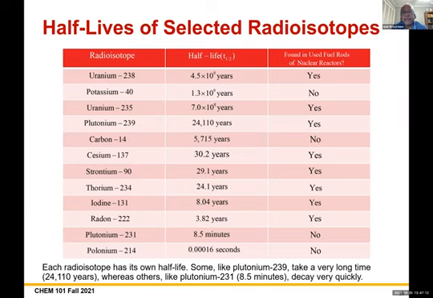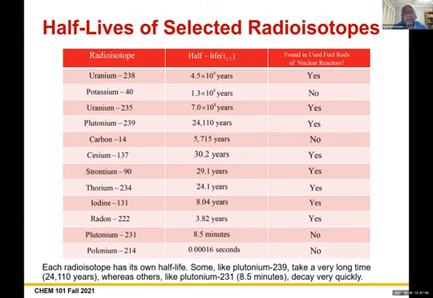Potassium-40 is 1.3 times 10 to the 9 years. Uranium-235 has a little smaller half-life, but still a long half-life. Plutonium has 24,000 years of half-life. Carbon-14 has 5,000 years. Cesium is 30 years. Strontium is 29 years. Thorium is 24. As you see, a material with a shorter half-life can do less damage.